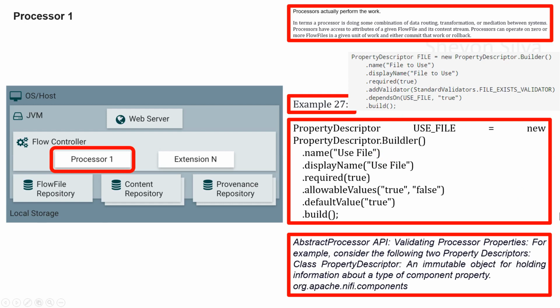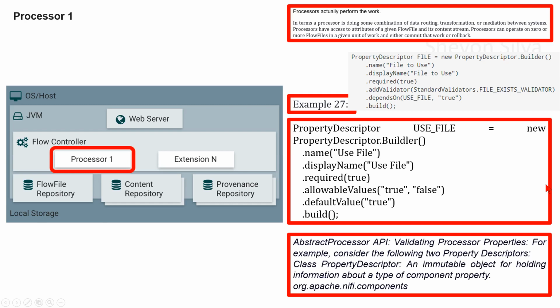There are times though when validating a processor's properties individually is not sufficient. For this purpose, the abstract processor exposes a custom validate method. This method takes a single argument of type validation context. The return value of this method is a collection of validation result objects that describe any problems that were found during validation. Only those validation result objects whose isValid method returns false should be returned.